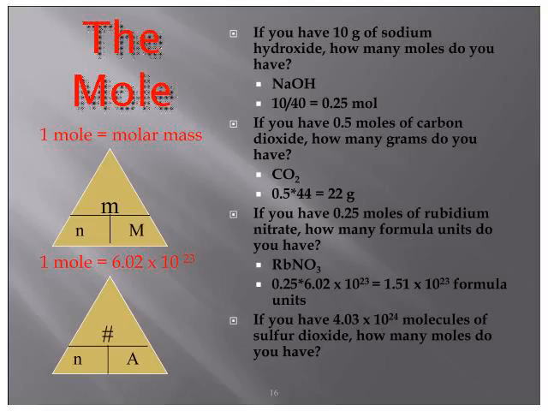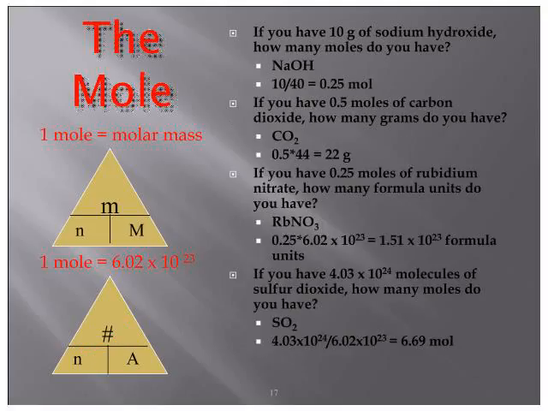Alright, so this time we have 4.03 times 10 to the 24 molecules of sulfur dioxide. So we know how many we have, and we want to know how many moles we have, so we're looking for N. So to find our N, you're going to take how many you have and divide it by Avogadro's number. And you find out that it's 6.69 moles.